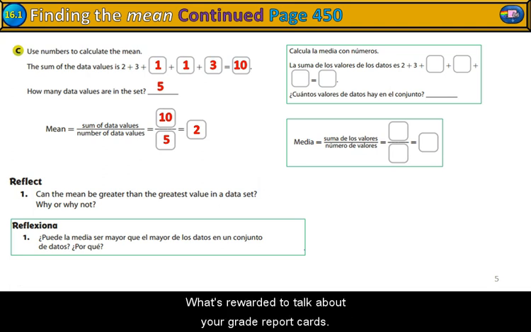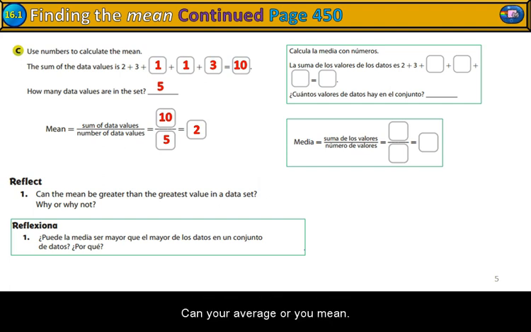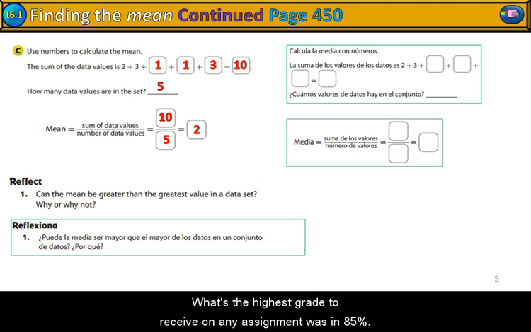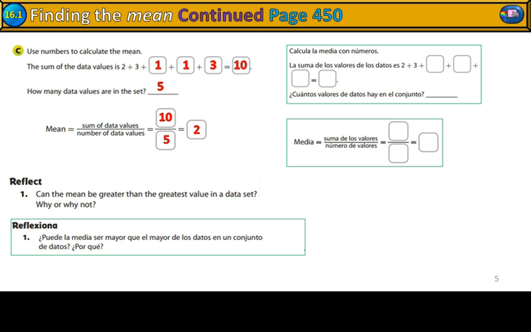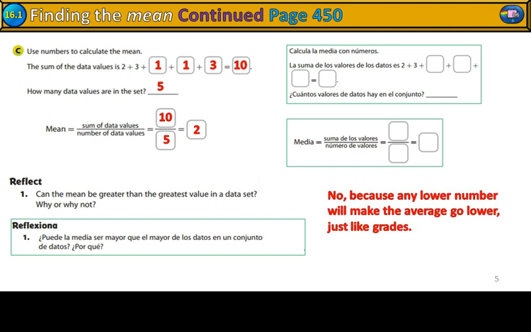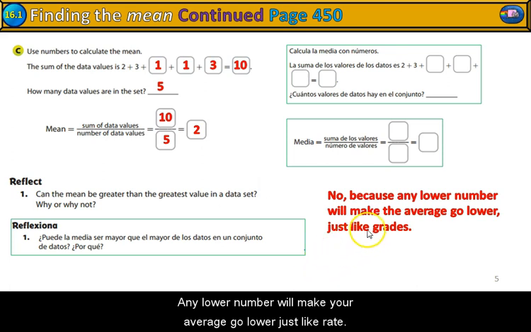Let's reword it to talk about your grades on your report cards. Can your average, or your mean, be greater than the largest score or grade you received? Let's say the highest grade you received on any assignment was an 85%. Test, homework, classwork. Do you think that your average will be greater than 85? Most likely not. In this case, the correct answer would be no, because any lower number will make your average go lower, just like grades.